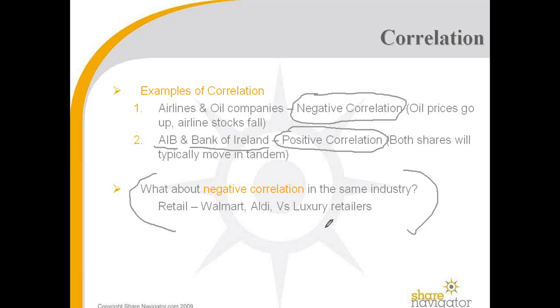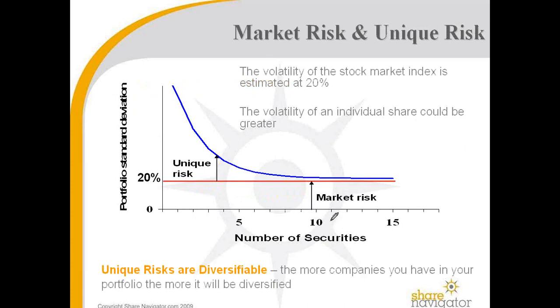In times of recession, the consumer looks to save money and they'll shop in discount stores. That's why sometimes there's negative correlation within the same industry. While Walmart went up, Tiffany, the jewelry retailer, their share price fell heavily as well. So that's negative correlation in the same industry. That begs the question, why does diversification work? Here's a very quick chart.